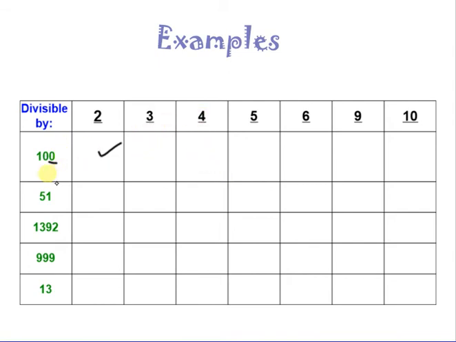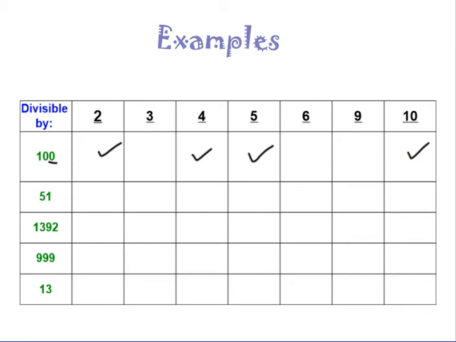Does 4 go into 100? Well, 4 divided by 0 is going to be 0. So that one actually does work. Does 5 go into 100? Yes, because it ends in a 0 or a 5. Now watch this. Does 6 go into 100? All you have to do is look at your chart. Do you have a check mark in 2 and 3? Nope. So that doesn't work. Does 9 go into 100? Well, 1 plus 0 is 1, and 9 does not go into 1 evenly, so that won't work. Does 10 go into 100? Yes, because it ends in a 0.